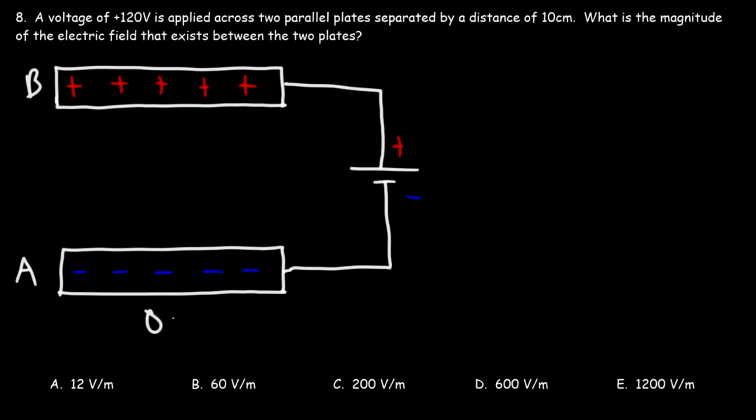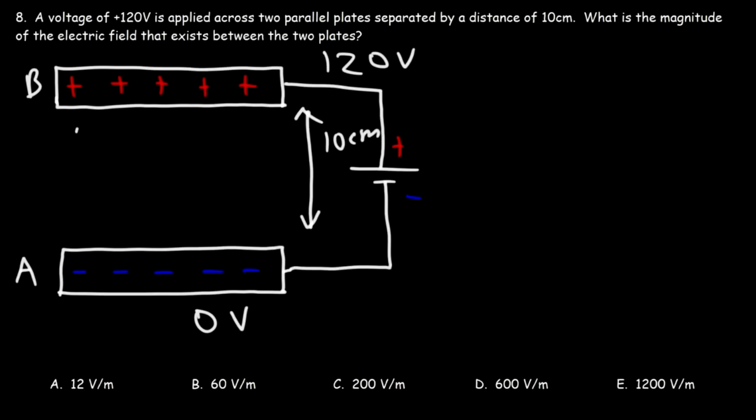If plate A is at a potential of 0 volts, plate B will be at a potential of 120 volts. The difference has to be 120 because the voltage is 120. So let's say if A was at 50 volts, B would be at 170 volts. B is always 120 volts higher than A. But it's always good to have a reference point. So we're going to say A is 0 and B is 120. Now the distance between these two plates is 10 centimeters.